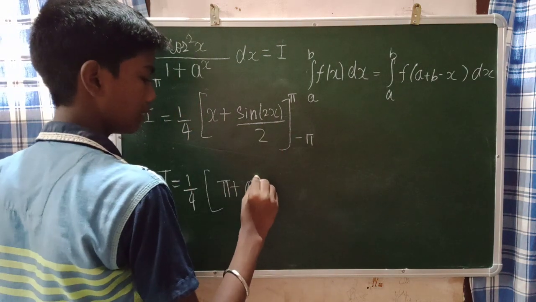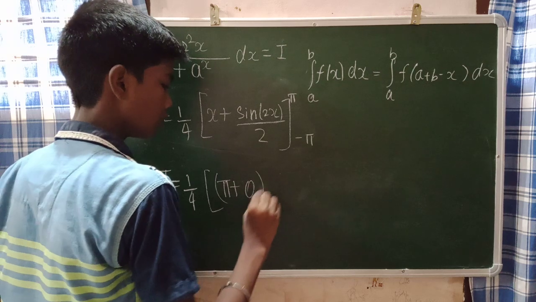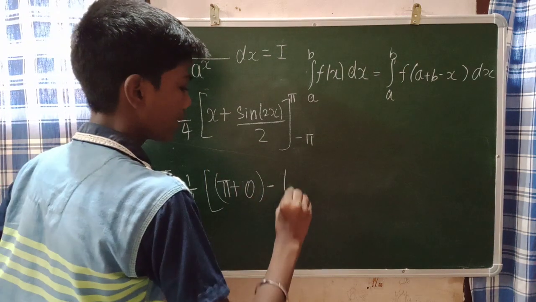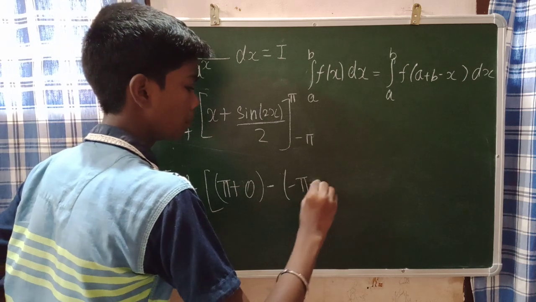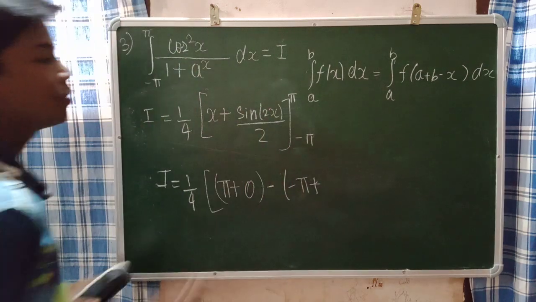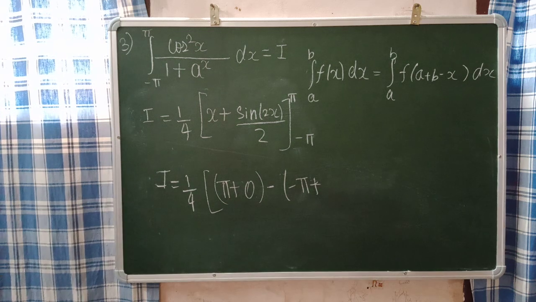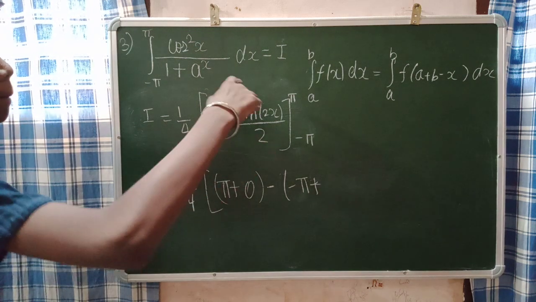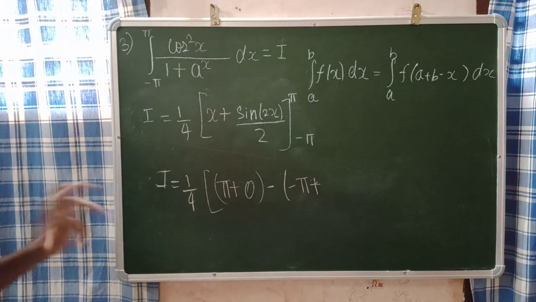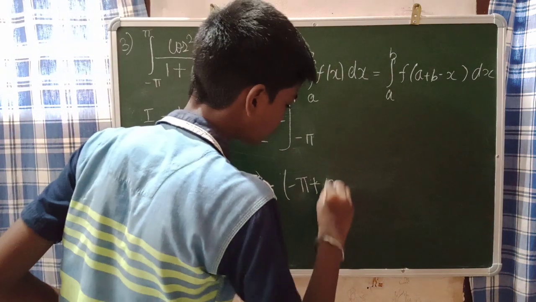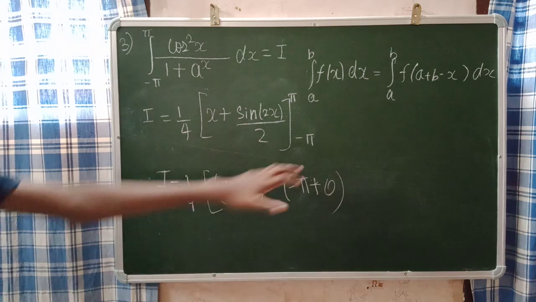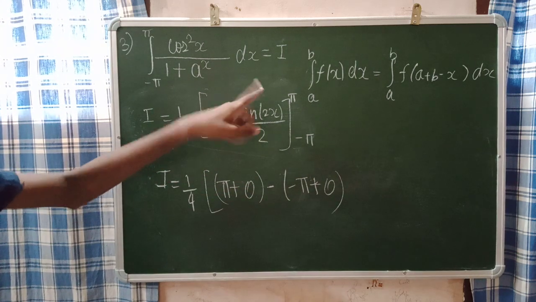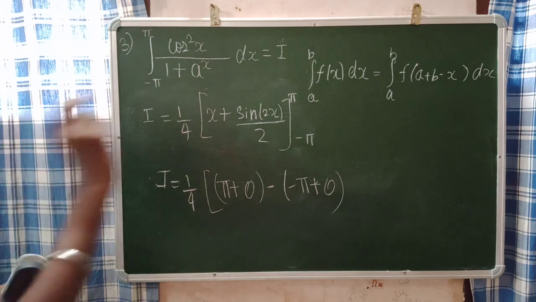Then minus of, when you put minus pi in place of x, I will get minus pi plus sin of 2x by 2. When you put x as minus pi, I will get sin of minus 2 pi by 2. Sin of minus 2 pi by 2 is also 0. Correct, guys? When you put minus pi in place of x, I will get minus pi plus sin of minus 2 pi by 2. Sin of minus 2 pi by 2 is 0 only.